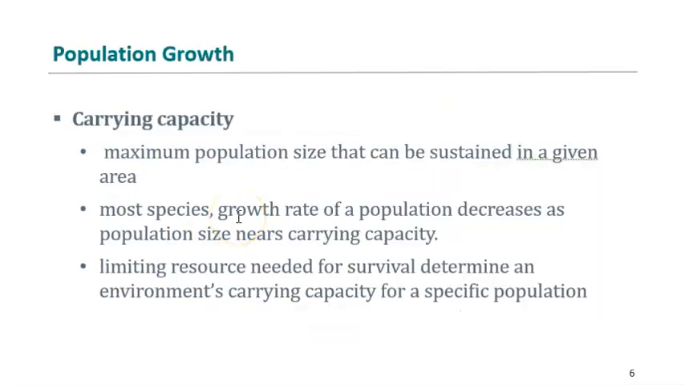So here's the carrying capacity, right, that we were just mentioning. It talks about the maximum population size that can be sustained in a given area. So for most species, it says, the growth rate of a population decreases as population size nears the carrying capacity. You can think of it as the maximum amount that this environment can carry, can support. That's the most amount of organisms that it can support with the food, the water, the resources, the shelter, whatever it is that the organisms need. That's the maximum number that the environment can support. So that's the carrying capacity.